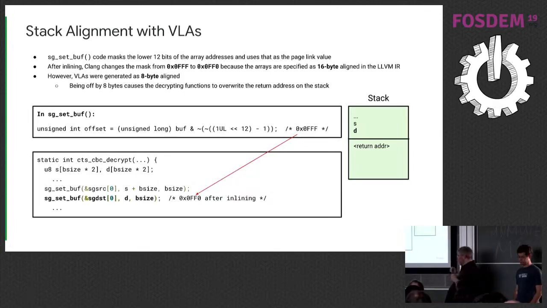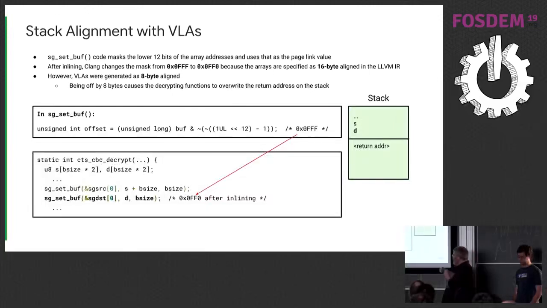When it's not inlined, Clang is looking at that and it doesn't really try to calculate the value or anything like that, so it just leaves the 0xFFF alone. However, when you do inline it, you get the bottom 4 bits turned into zeros.